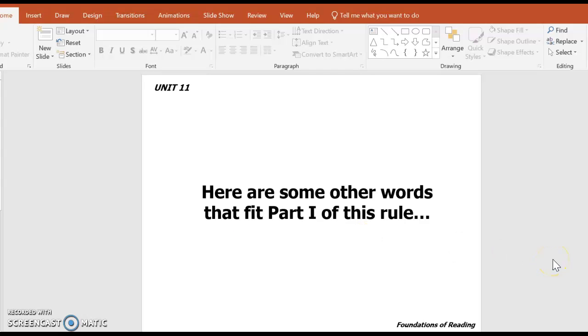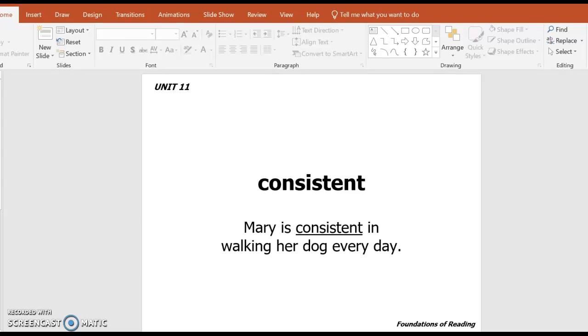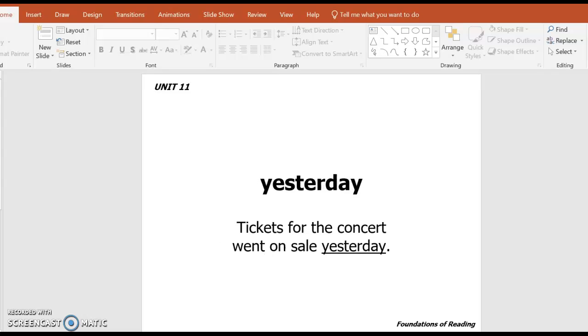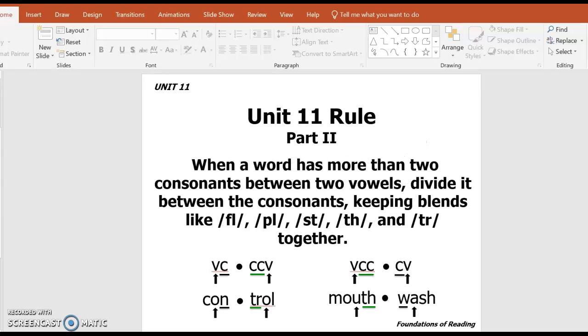So here are some other words that fit part 1 of this rule. Consistent. Mary is consistent in walking her dog every day. Yesterday. Tickets for the concert went on sale yesterday. How does part 1 of the rule apply to these words? So think about that.